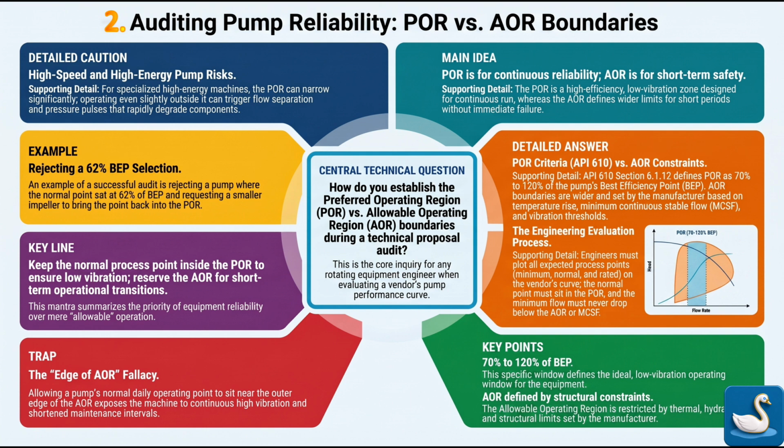I'm going to challenge you on this distinction. If the manufacturer explicitly tests the machine and stamps allowable on their curve for that wider region, why are you overriding the people who built the machine? Because treating the allowable operating region as a normal operating zone? If I am a plant operator, I want maximum flexibility. Why artificially restrict the operational flexibility of the facility to the narrower POR? Defend that choice. Because it exposes the EPC contractor and the end user to a severe long-term maintenance trap.